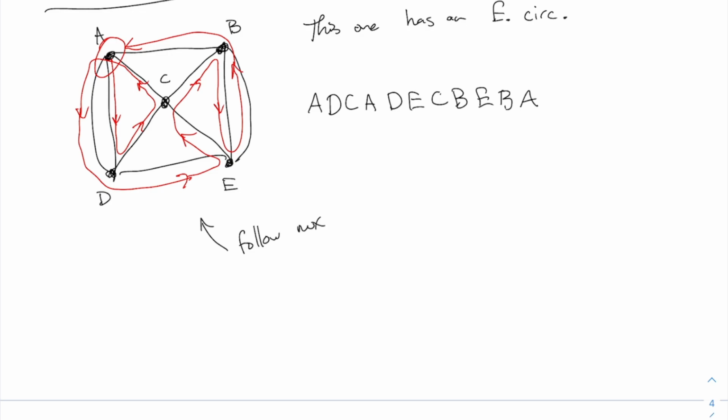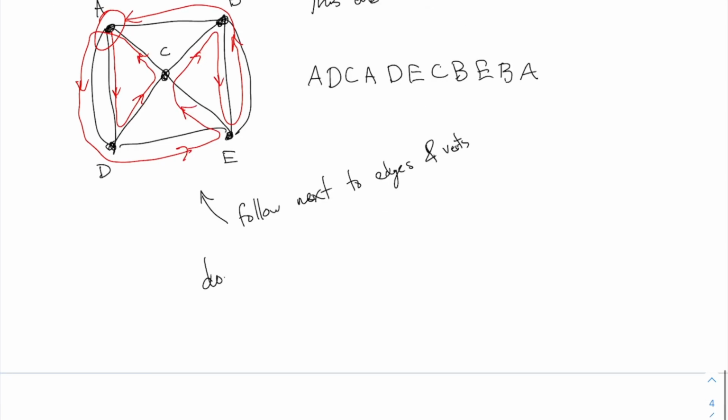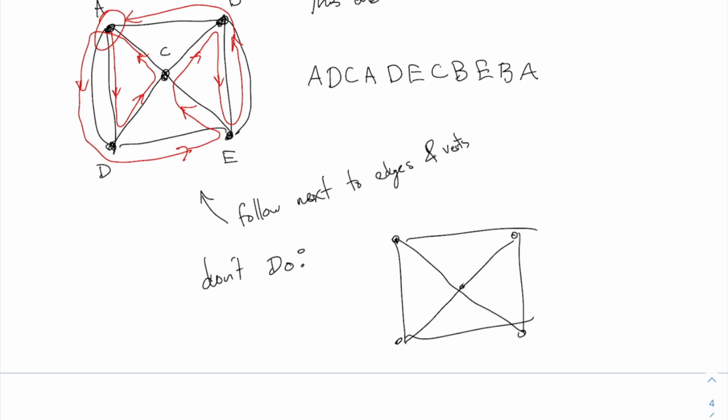So I will say, when you're drawing this, this is not a mathematical comment. This is just about the drawing. Follow next to the edges and vertices. Because if you don't, can I just say, don't do something like this. Here's what it looks like if you don't do that. I'm drawing the same picture again.